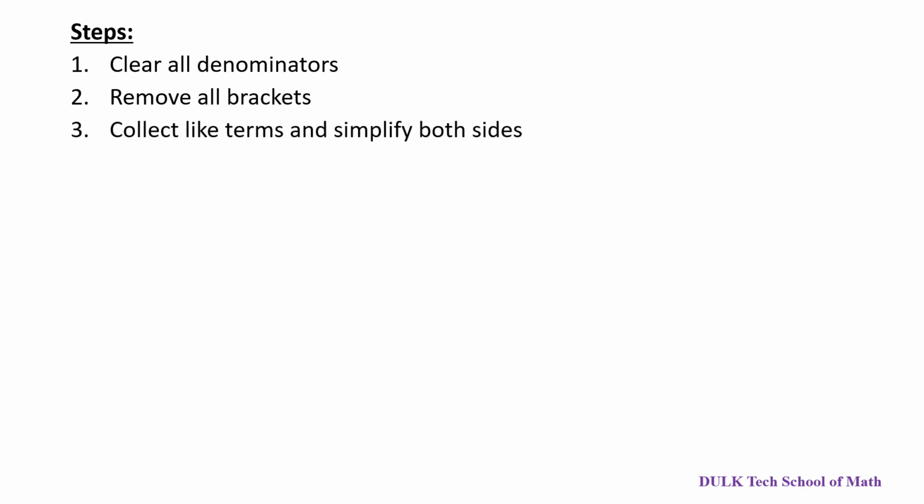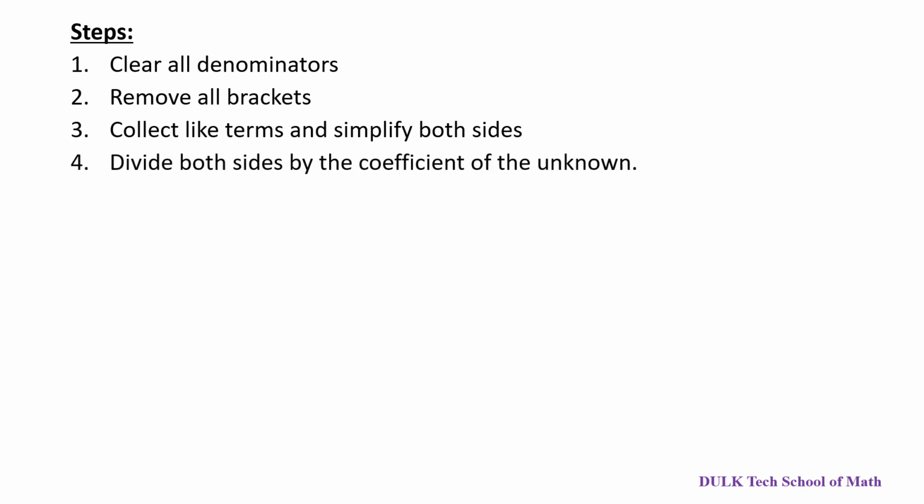The first step is to clear all denominators. If you have more than one, clear all denominators, right? The second step is to remove all the brackets. Then after removing all the brackets, we collect like terms and simplify both sides. Then the final step is to divide both sides by the coefficient of the unknown.